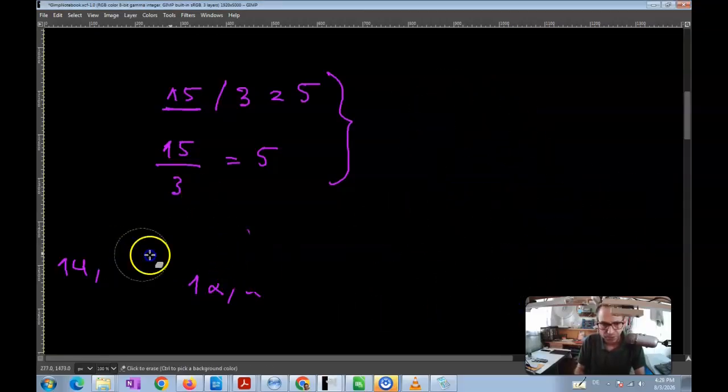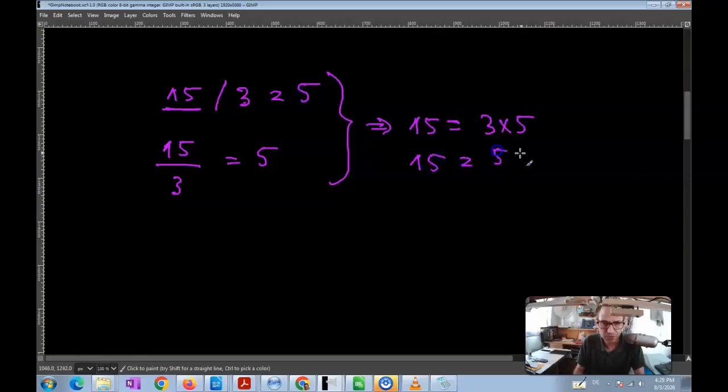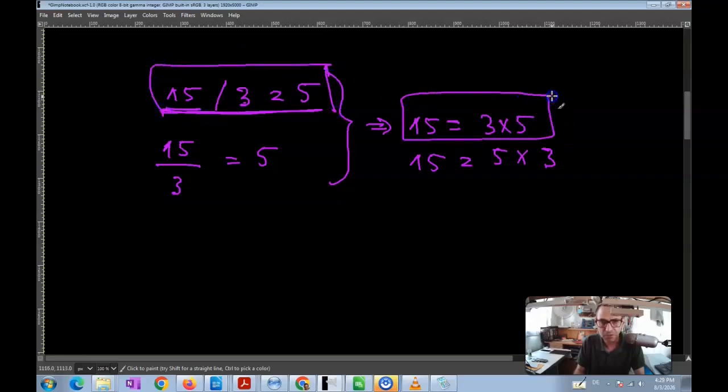Now, the meaning of these two expressions is the same. If I say 15 thirds is equal to 5, what that means is that from this I can conclude that 15 is nothing but 3 times 5, which is essentially the same thing as 15 is equal to 5 times 3, right? So when you have a division, there is this relationship between the division and the multiplication.